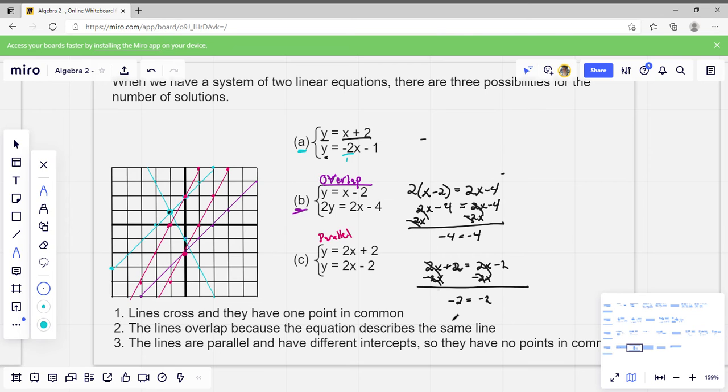So if you try to solve one that has no solution, you're going to end up with something that looks like that. Positive 2 equals negative 2 isn't true, so that can't be a solution. So you'll end up with something that's false. Parallel lines never cross, so they have no solution.